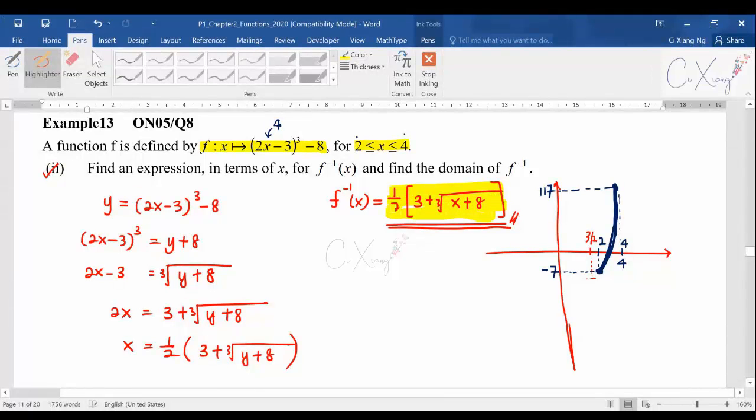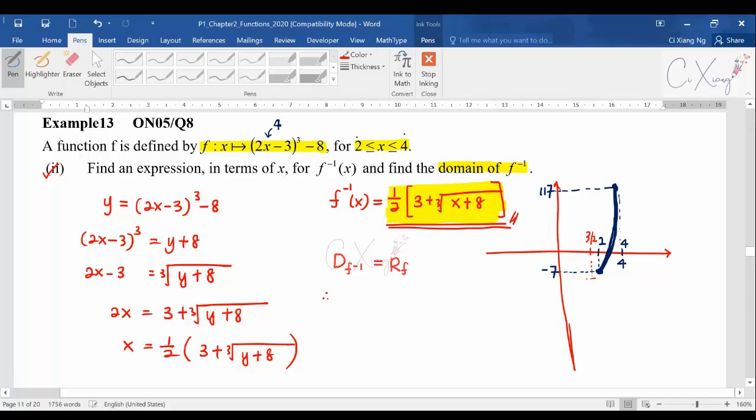Then after that, what else do we have? They ask you to find the domain of the inverse function. To find the domain of the inverse function, you need to use the concept that we learned just now, which is very important. The domain of the inverse function should be equal to the range of the function.